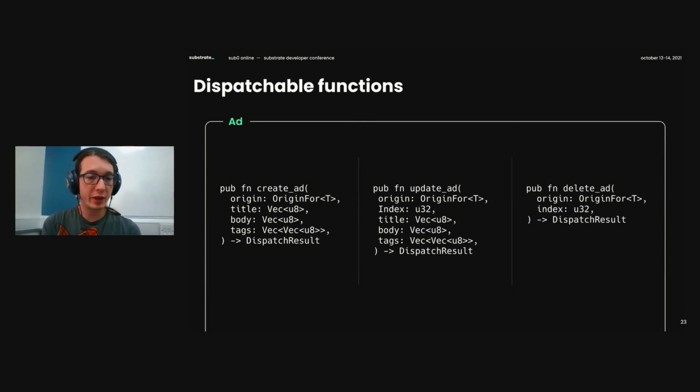So the first one, create ad. When you're creating an ad, it takes in a title, a body, and a tag. Probably not too surprising, which maps very cleanly to our data structures that we discussed earlier, and it returns a dispatchable result. Now this is a little bit different than normal Rust results. Dispatchable result can only contain an integer.